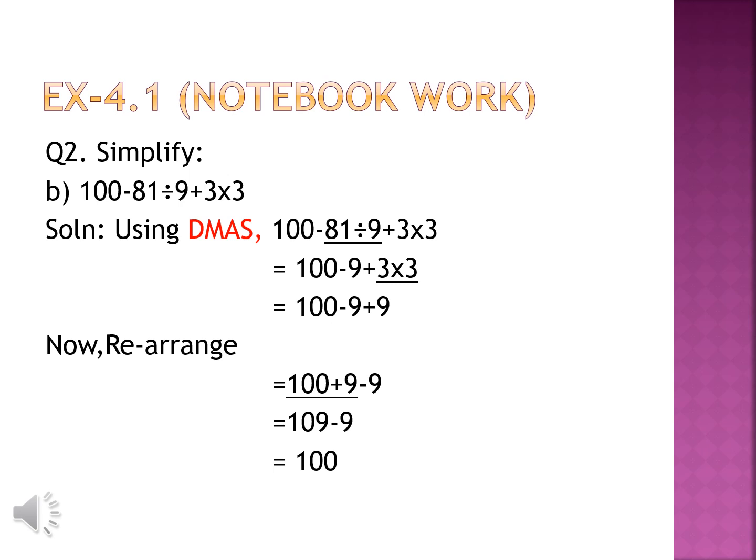100 minus is written in front, so we will write it in the front in the next step as well. 81 minus 9, do it in the rough side and write the answer in the next step. So 81 divided by 9 is 9, so I have written 9 in the next step. Plus 3 multiply 3 remains same. Now the second step is clear.